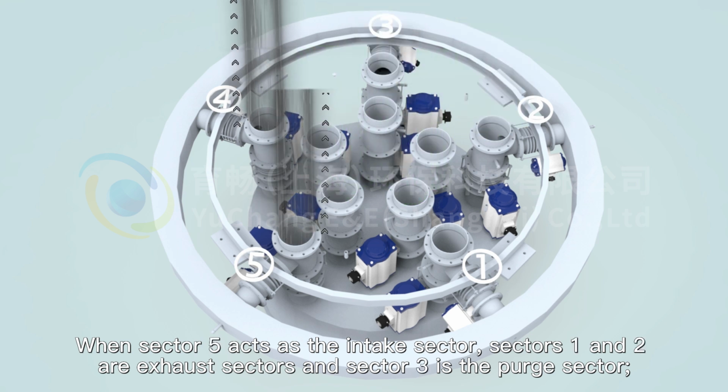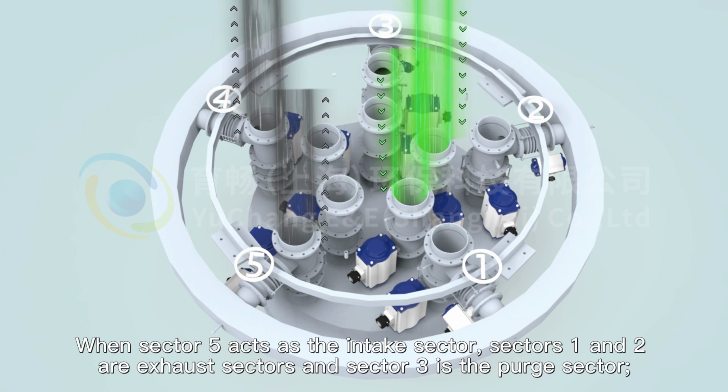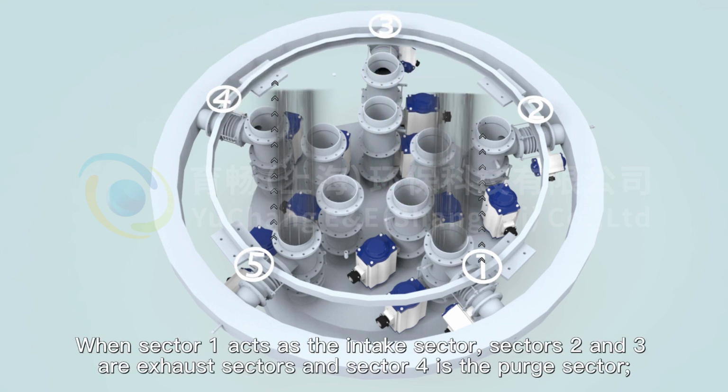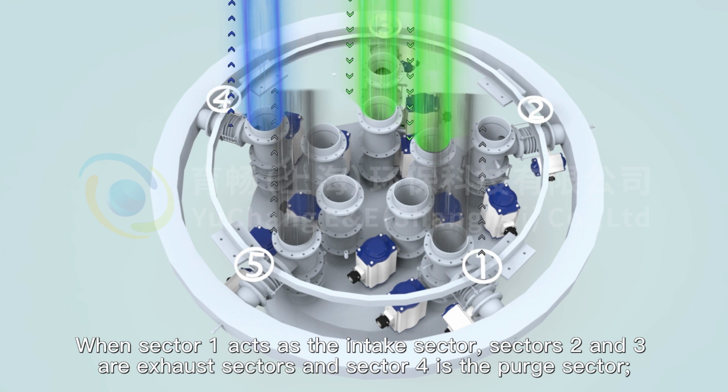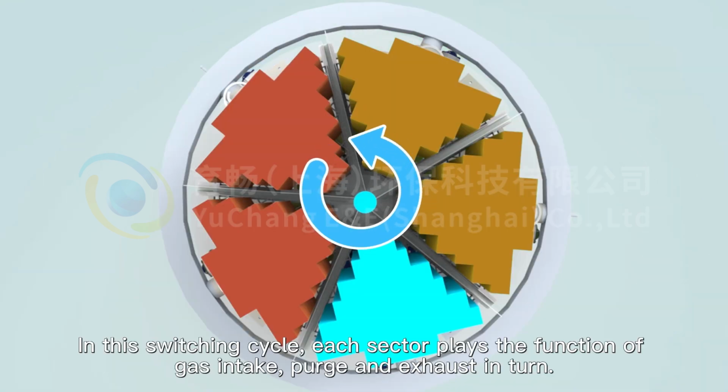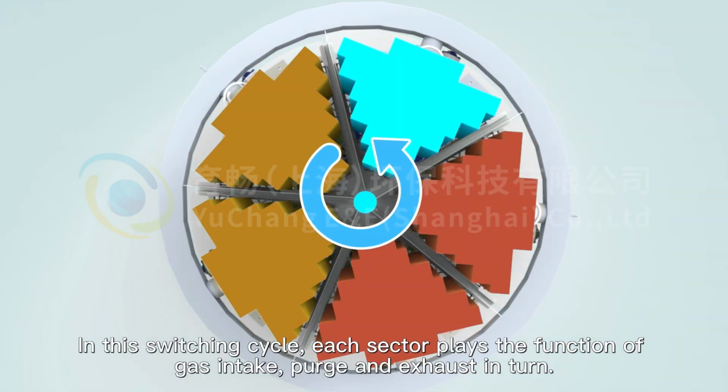When Sector 5 acts as the intake sector, Sectors 1 and 2 are exhaust sectors, and Sector 3 is the purge sector. When Sector 1 acts as the intake sector, Sectors 2 and 3 are exhaust sectors, and Sector 4 is the purge sector. In this switching cycle, each sector plays the function of gas intake, purge, and exhaust in turn.